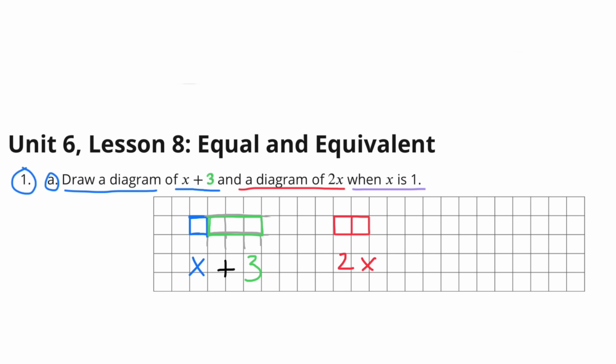When x has a value of 1, one square on my grid equals x. X plus 3, that's a total of 4 squares, or 4 units. And then 2x, that's a total of 2 squares, or 2 units.